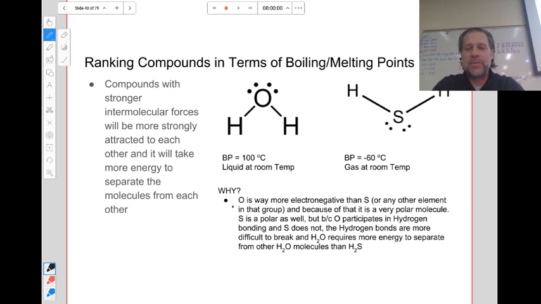And because water is a very polar molecule, even though sulfur is also polar as well, oxygen participates in hydrogen bonding, sulfur does not. And because hydrogen bonds are more difficult to break than dipole-dipole interactions, we would say that water requires more energy to separate than hydrogen sulfide. Does that make sense?